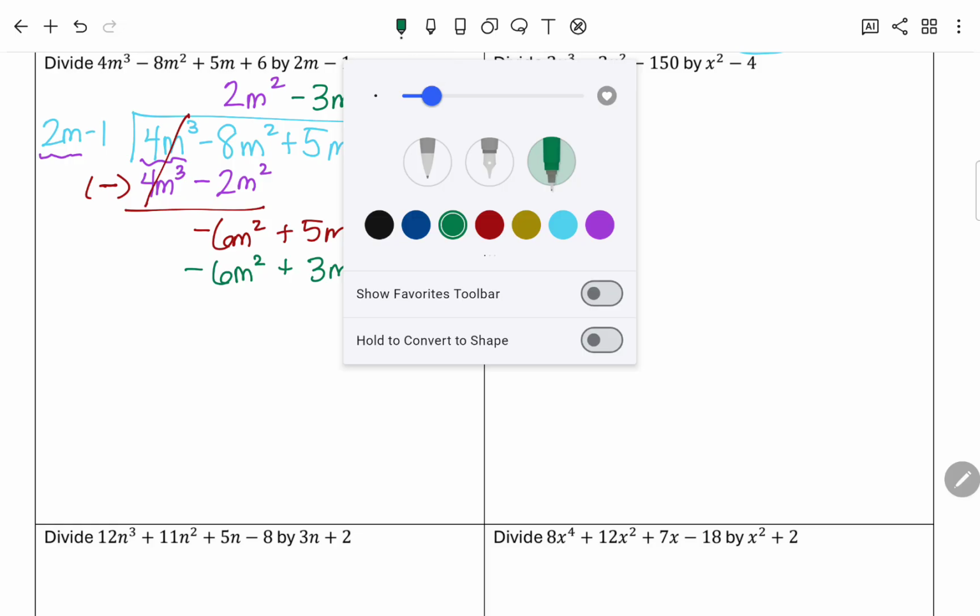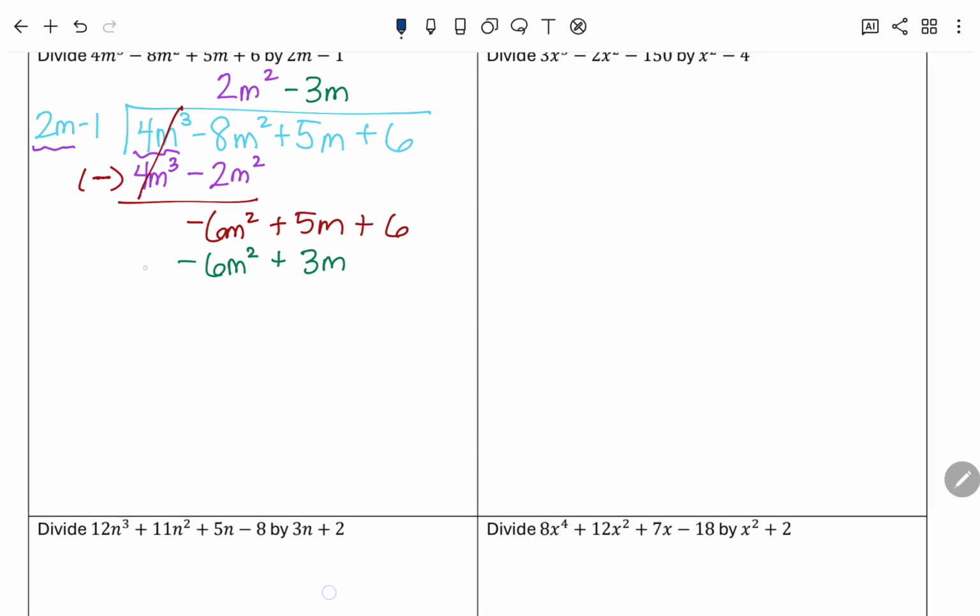All right, now we will subtract. Let's do this color. Subtraction, and this is going to go for both pieces, okay? Negative 6 minus a negative, well, that's like plus. Negative 6 plus 6, gone. It should be gone, or else we didn't do something right. Next part. 5 minus 3 gives us 2. And bring down our 6.